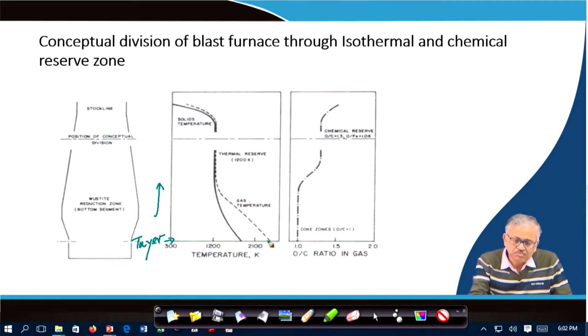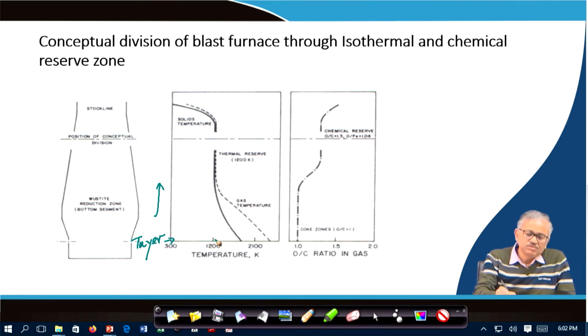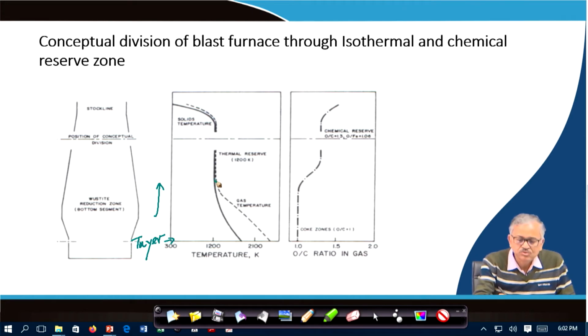Now, the gas temperature decreases from 2000 degrees centigrade to around 900 degrees centigrade, while the solid temperature increases from 900 to 1300 degrees centigrade in this lower part of the furnace.